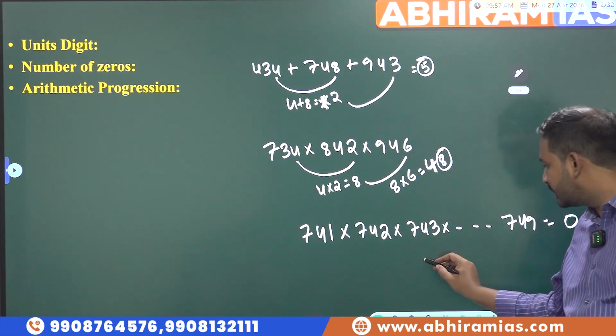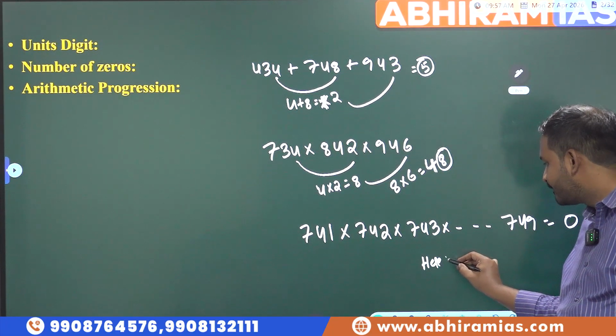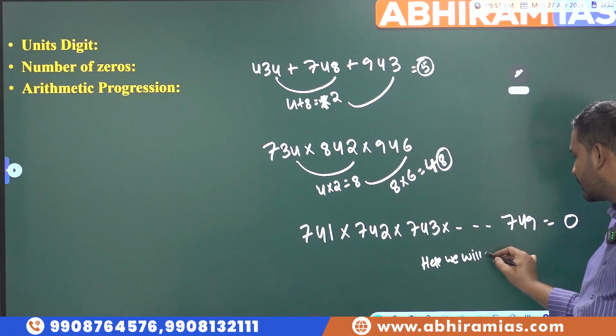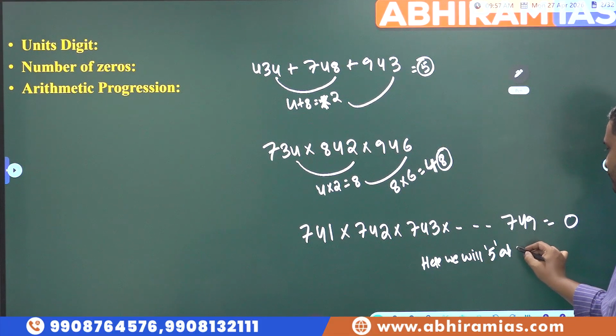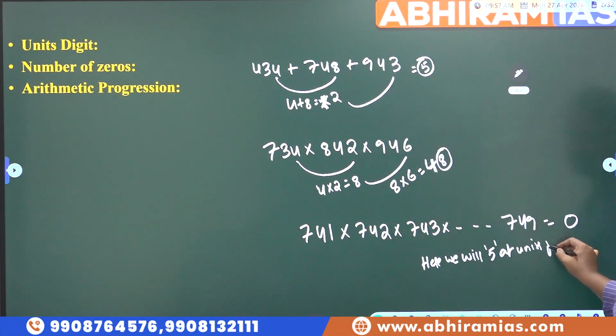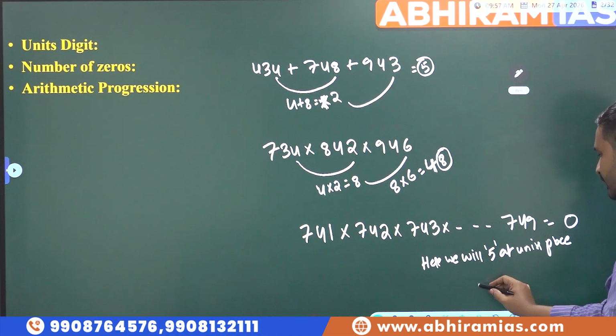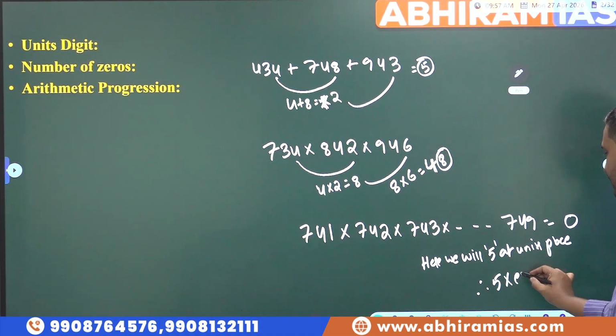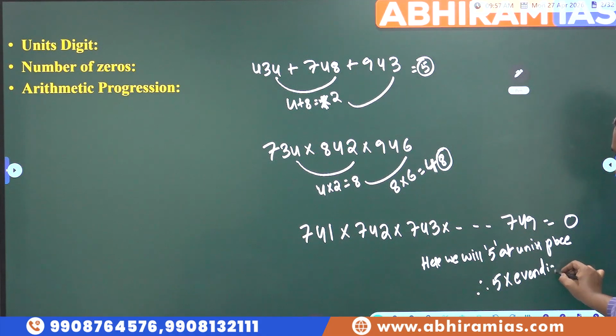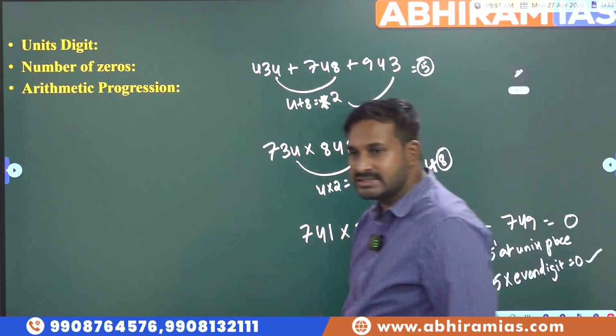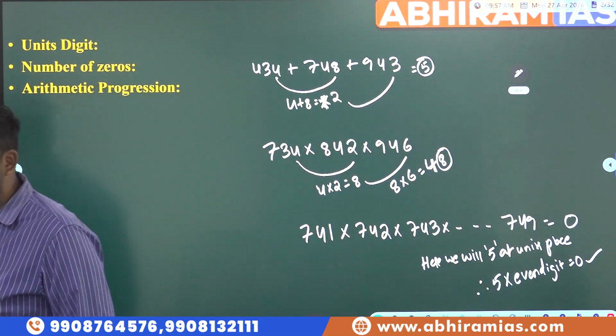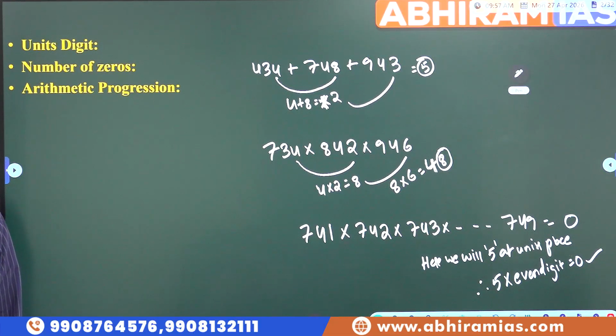And below that write down here we will have 5 at the units place. Therefore 5 into any even digit will always be equal to 0. So directly we will write our answer as 0.